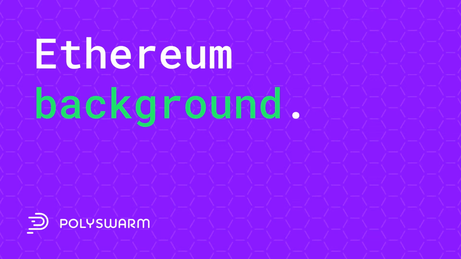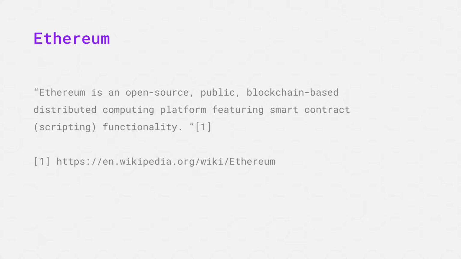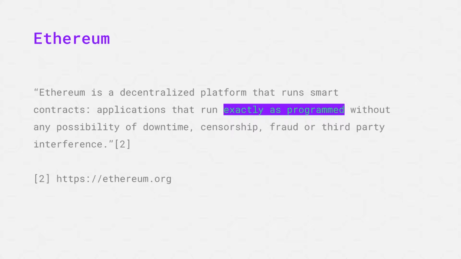So what is Ethereum? Wikipedia defines Ethereum as an open-source, public, blockchain-based distributed computing platform featuring smart contract or scripting functionality. Similarly, Ethereum.org states that Ethereum is a decentralized platform that runs smart contracts, applications that run exactly as programmed, without any possibility of downtime, censorship, fraud, or third-party interference.